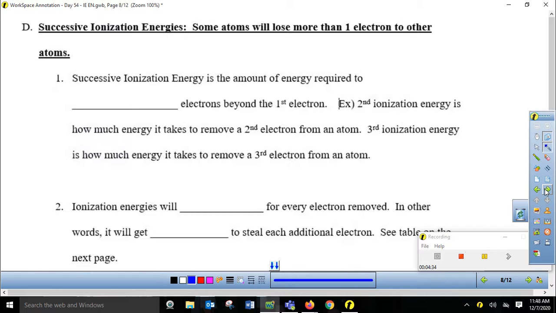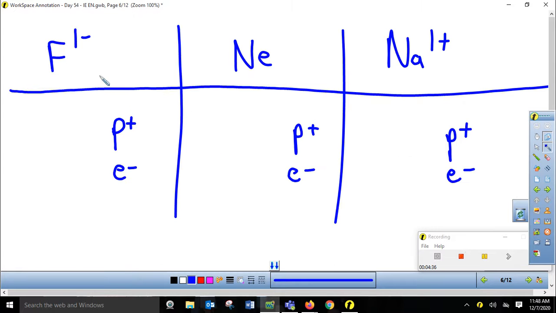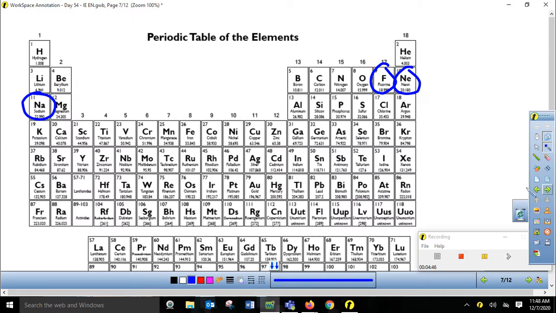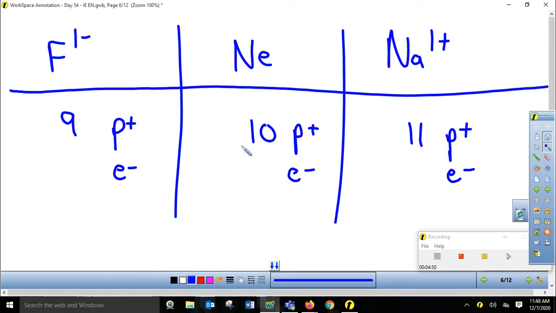Well, what I like to do is compare the proton number and the electron number. For instance, fluorine has 9 protons, neon has 10, and sodium has 11. How do I know that? Look at the atomic number: 9, 10, 11. From here, we have to figure out how many electrons each has. If fluorine has a -1 charge, we call it the fluoride ion, and it has an extra electron, so it has 10 electrons. Neon is neutral, so it has 10 protons and 10 electrons, which gives it a 0 charge.